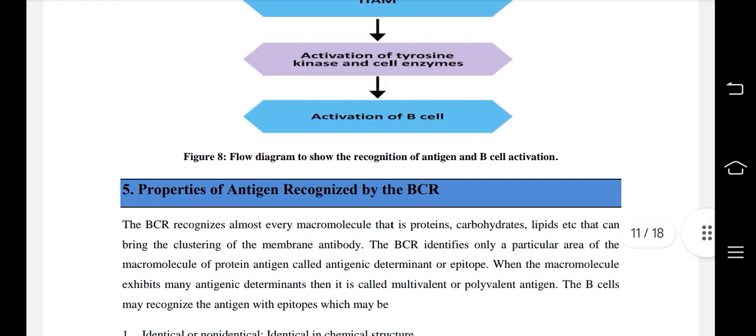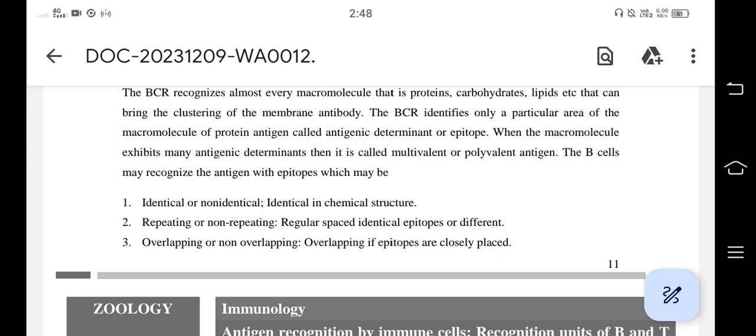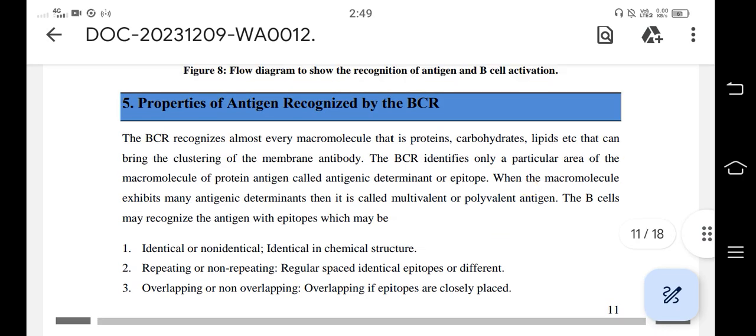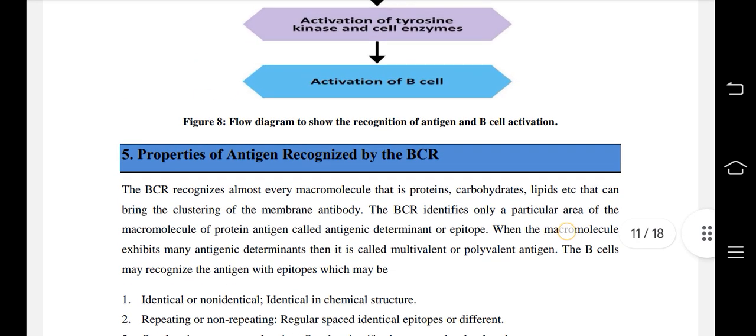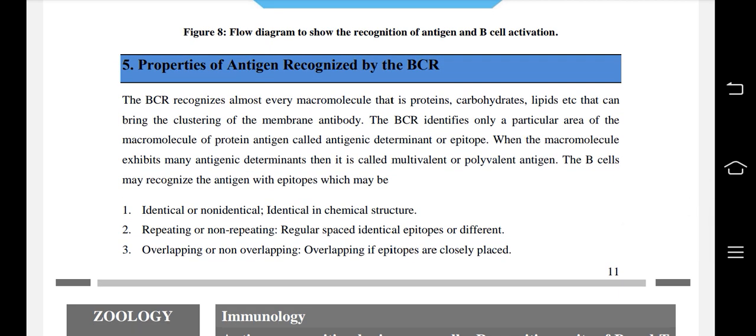Properties of antigen recognized by the BCR. The BCR recognizes almost every macromolecule, that is proteins, carbohydrates, lipids, etc., that can bring the clustering of membrane antibody. The BCR identifies only a particular area of the macromolecule of protein antigen called the antigenic determinant or epitope.